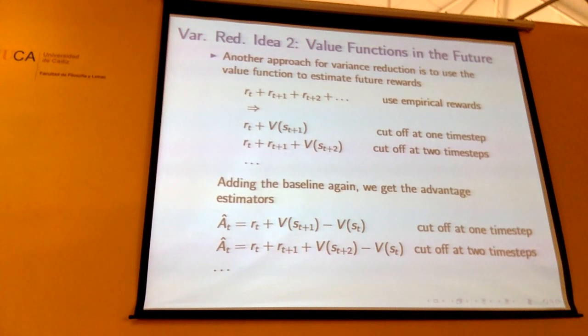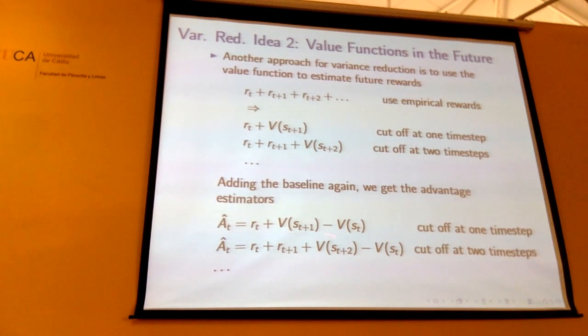So instead of computing it by Monte Carlo, we can cut it off after one time step, or we can cut it off after two time steps, or three, and so on. So this is just looking at a fixed time horizon where we take the empirical sum of returns for some number of time steps, and then we just cut off that sum using the value function. With this kind of estimator, we can introduce our baseline again, and we should use the value function as the baseline so that our advantage estimators have mean 0. And then we get advantage estimators that look like this.